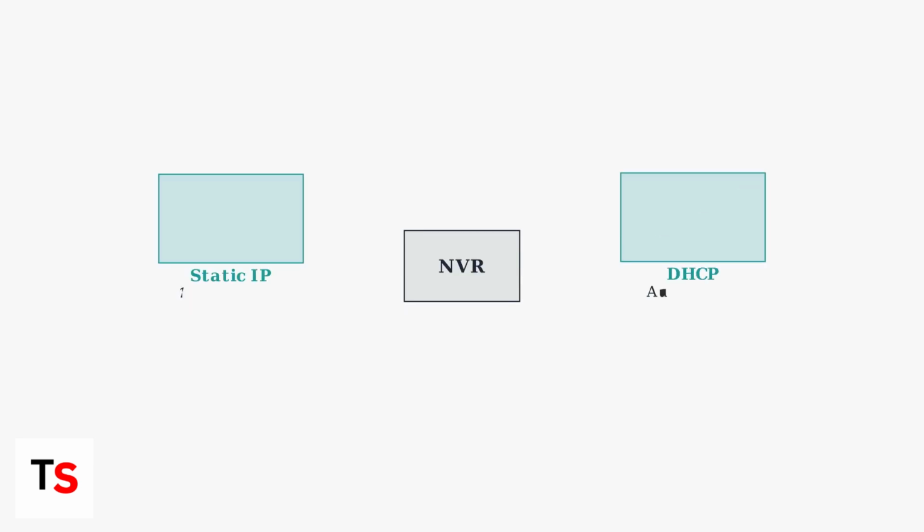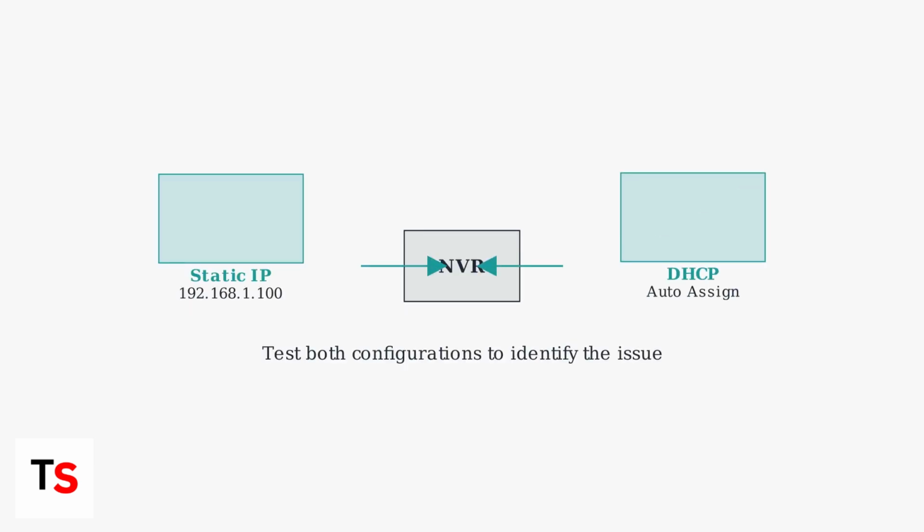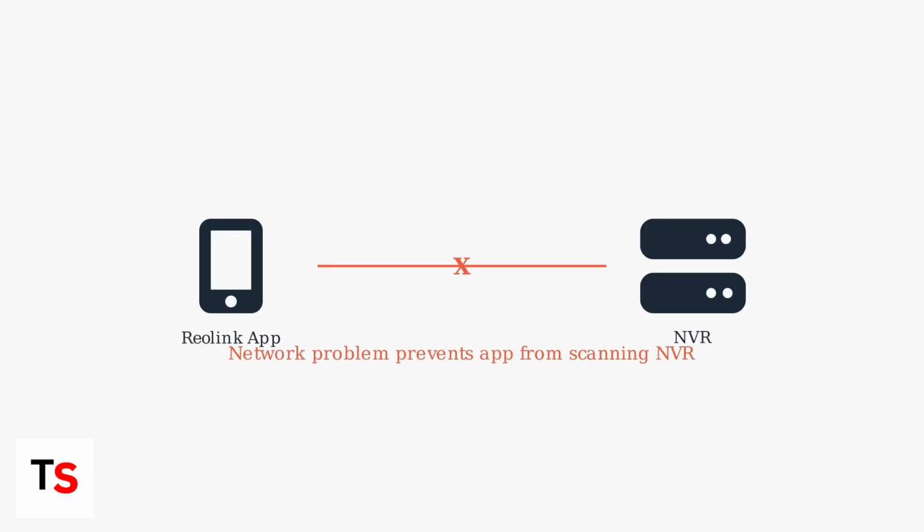Test different network configurations by switching between static IP and DHCP on your NVR. This helps identify whether the issue is with automatic or manual IP assignment. If the Reolink app cannot scan your NVR, this indicates a network problem preventing access to the live camera feed. The app requires proper network communication to function.